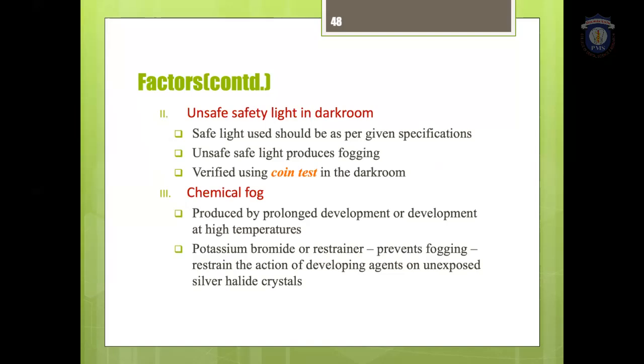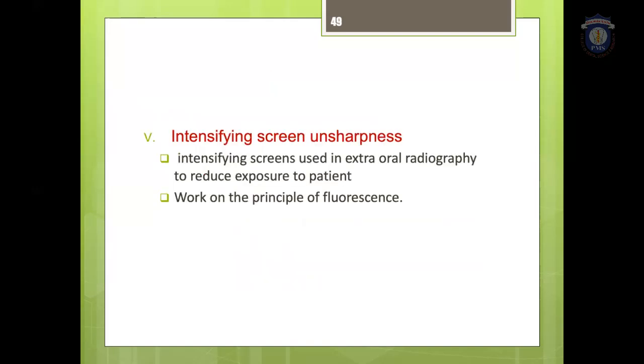Next is chemical fog. It is produced by prolonged development or development at high temperatures. Potassium bromide, a restrainer, prevents fogging by restraining the action of developing agents on unexposed silver halide crystals. Next is the intensifying screen unsharpness. Intensifying screens are used in extraoral radiography to reduce exposure to the patient. They work on the principle of fluorescence. Even though it reduces patient exposure, the image will be unsharpened.